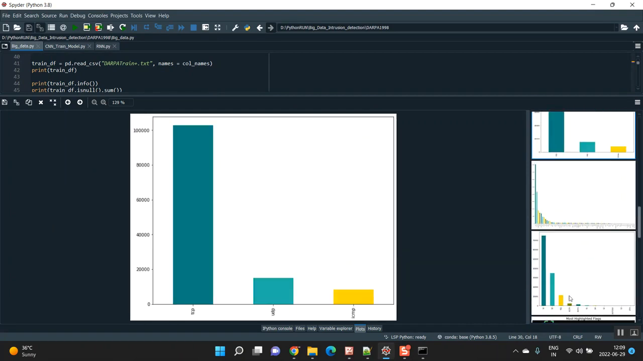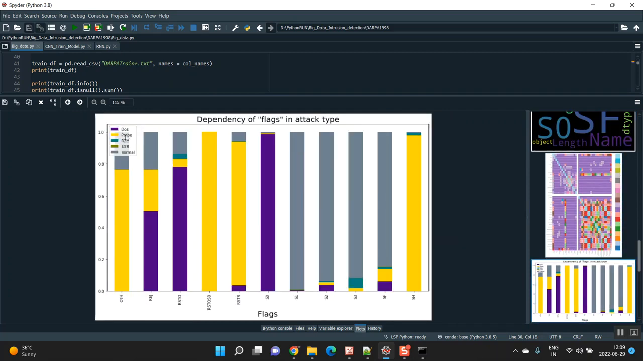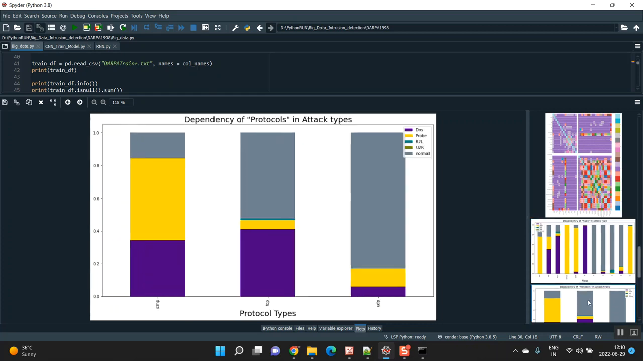You can see here the dependency of the flags on the attack types, which you had informed. For example, the blue color will be the DOS attacks. Based on this, these are all the types of flags. On these flags, the DOS will be this much percentage, probe will be this much percentage, and also the protocol types based on the attack types.